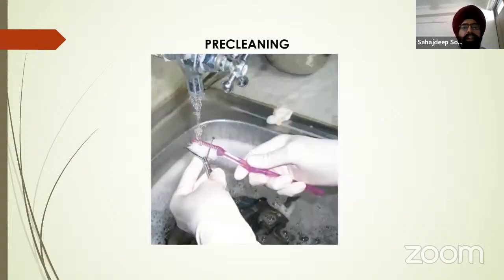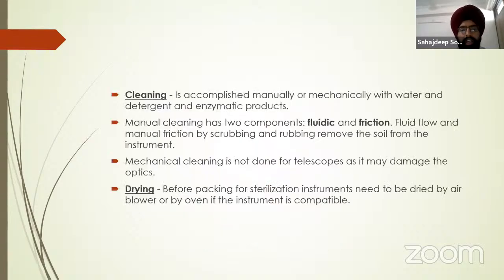This shows the pre-cleaning. Pre-cleaning is done basically with the brushes which are available with each instrument to remove the visible soil, which can be organic or inorganic. Then comes cleaning. Cleaning is basically accomplished either manually or mechanically with water and detergent. Manually, the cleaning has two components, that is fluidic and friction. Fluid flow and the manual friction by scrubbing and rubbing remove the soil from the instrument.